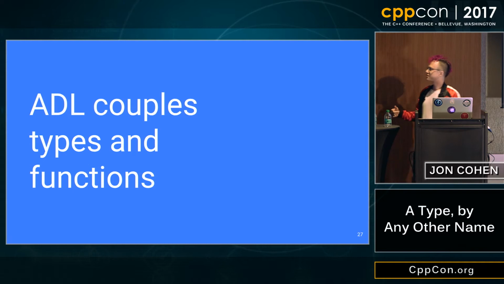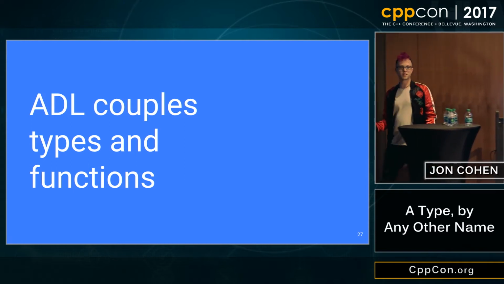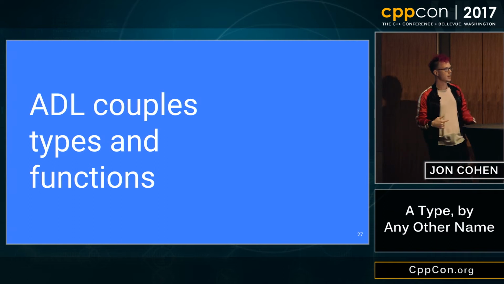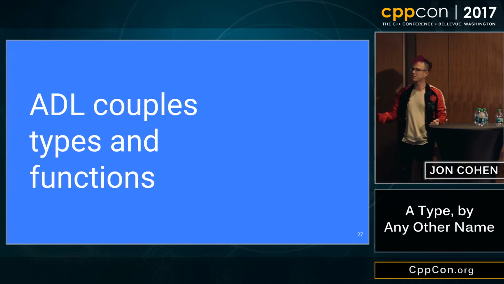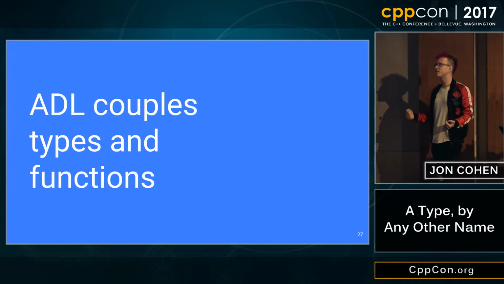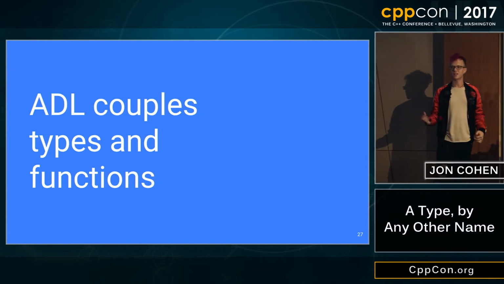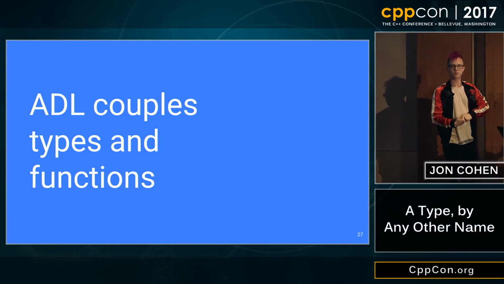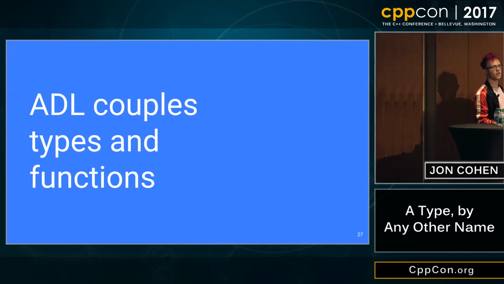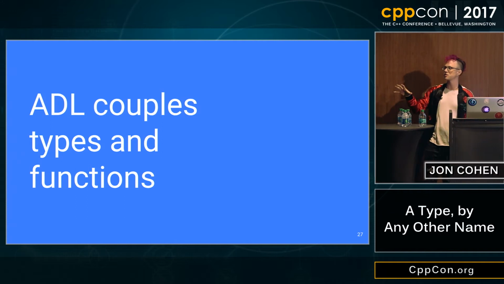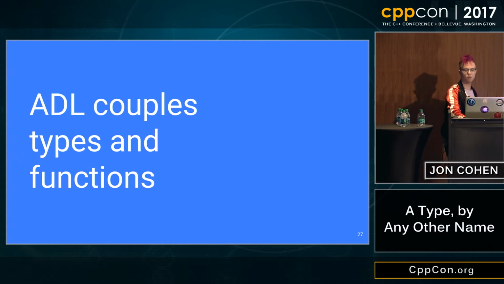So the takeaway from this is that ADL couples types and functions. It creates a fundamental coupling in the language such that when you're talking about types, talking about refactoring types, and specifically talking about the names of types, you can't ignore functions. They are tied together inextricably, so you have to talk about them together. That's one of the reasons that I'm looking at functions that take these types in refactoring. We're going to see that come back a lot.